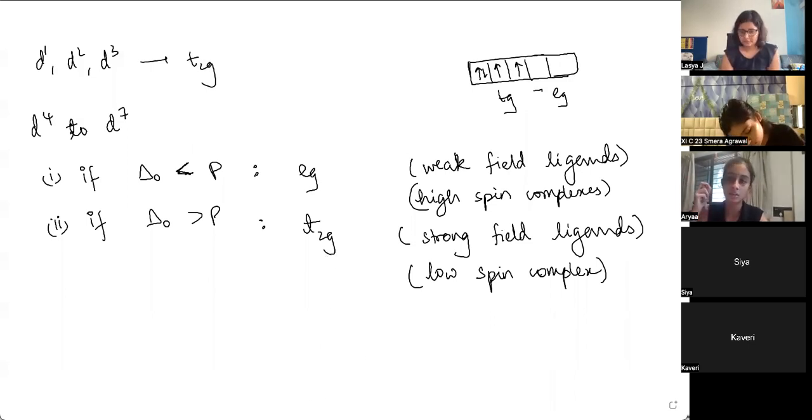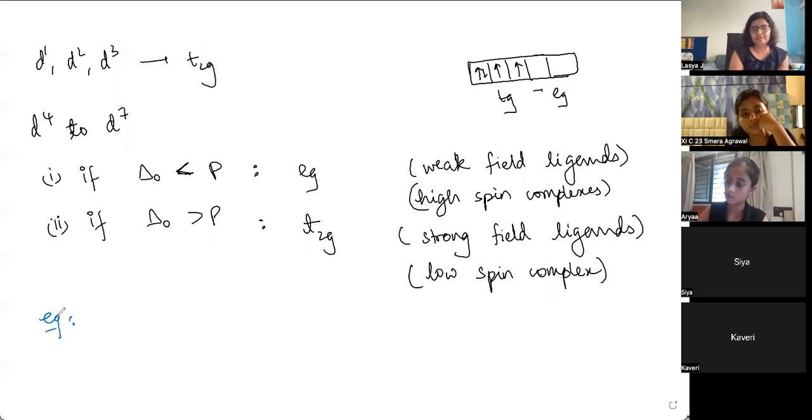Yes, I didn't understand spin complexes. So another name for coordinate compounds, we also call them complex compounds or complexes. So when we say high spin complex or low spin complex, you're looking at the number of unpaired electrons. Okay.